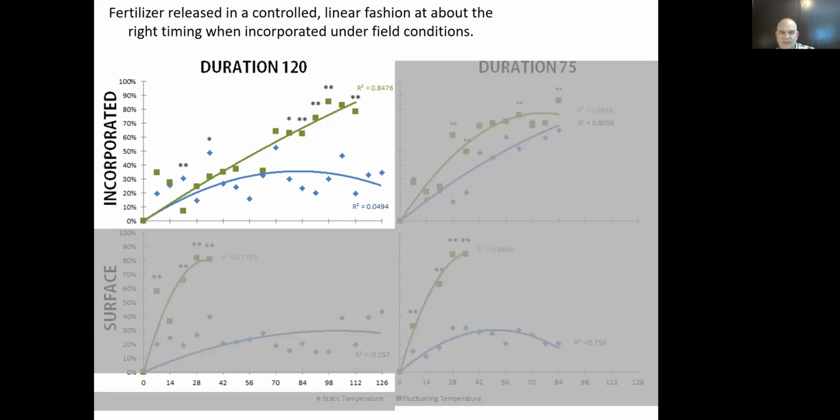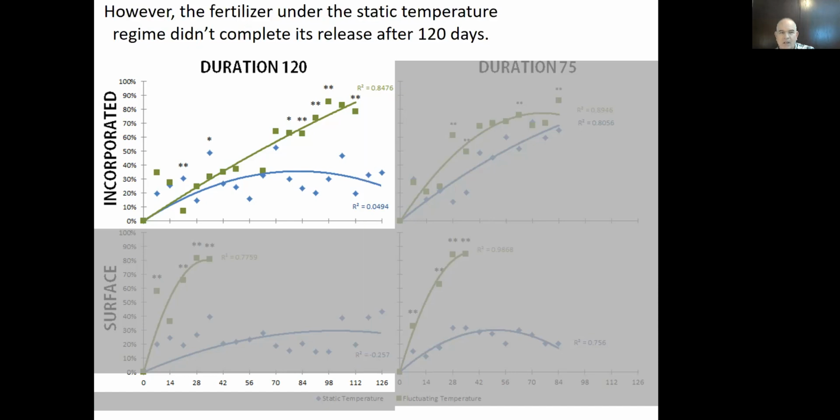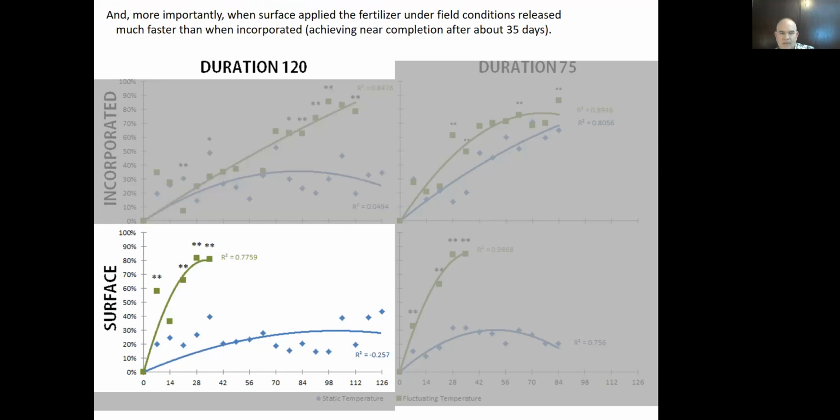Here's the fertilizer released in a controlled linear fashion at about the right timing when it's incorporated under field conditions, which is this guy. However, the fertilizer under a static temperature regime didn't complete its release after 120 days. And more importantly, when surface applied, the fertilizer under field conditions released much faster. Even though this is a 120-day product, it was basically all released in about 35 days. So that's kind of the bad news. It doesn't last the whole season.